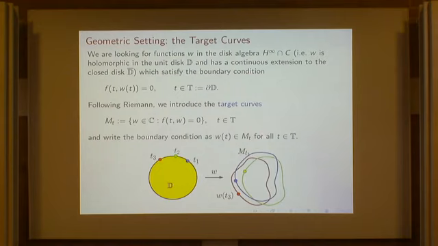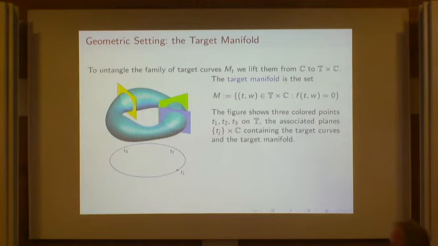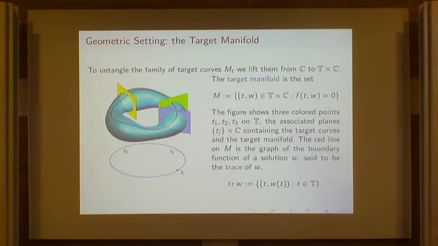So this means we are looking for these functions W such that W maps a boundary point here onto the corresponding target curve M_t, and this for all points. We can lift this tangle of target curves to the product of T with the complex plane, and then we get an object which we call the target manifold of the problem. So all boundary conditions are encoded geometrically in this target manifold. And the solution is just a line on this target manifold.